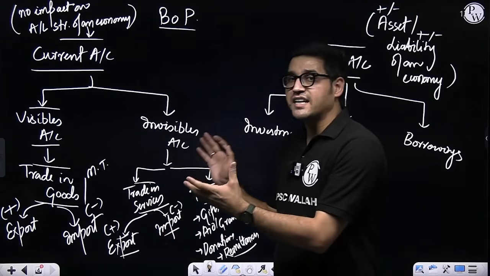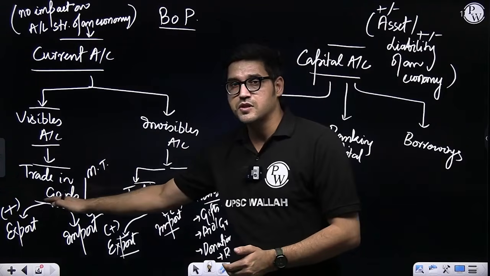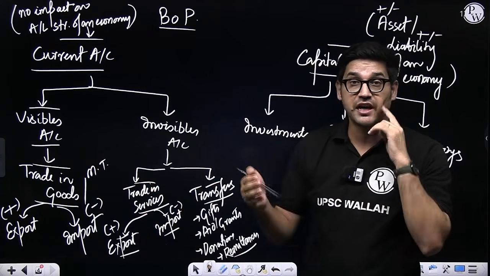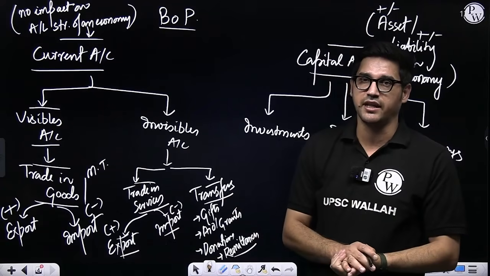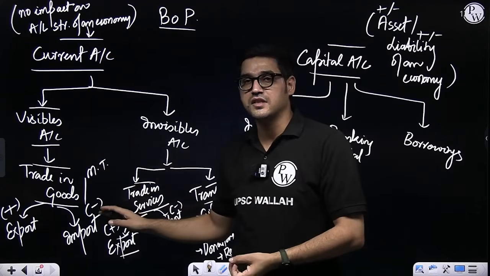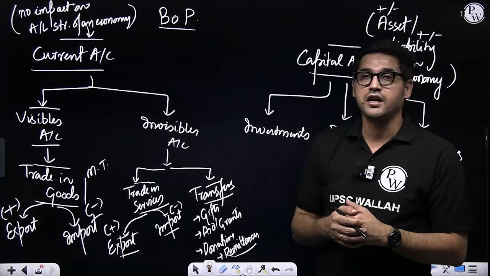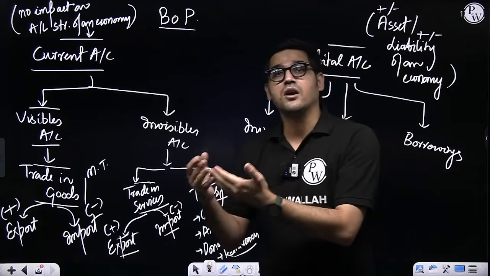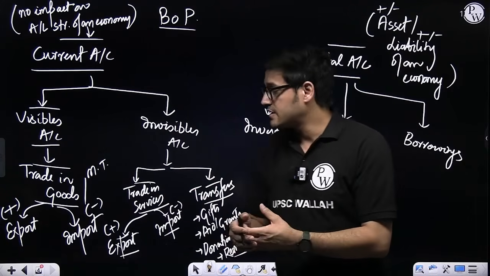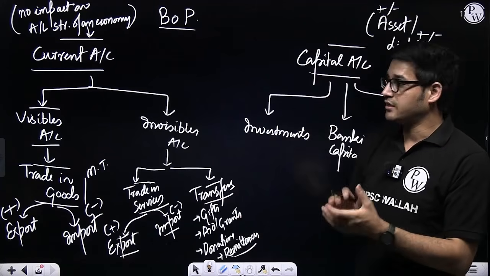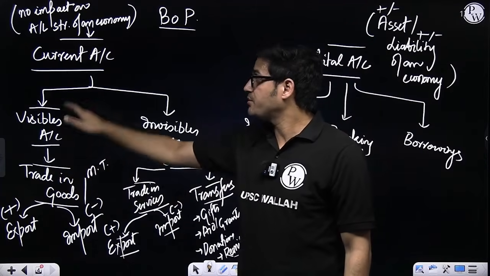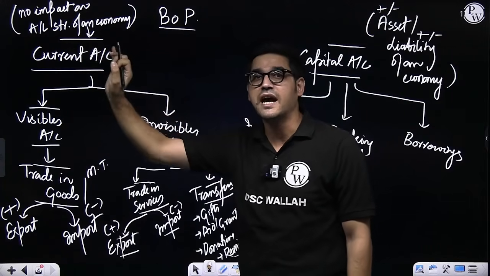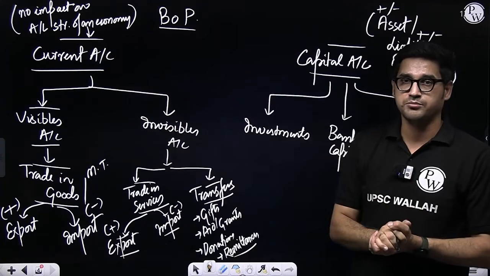Now, when you look at it closely, trade in goods does not create any assets, does not reduce any assets. It does not create any obligation, any liability. It does not reduce any liability either. Similarly, trade in services, any export or any import of services is not increasing your assets. It's not decreasing your assets. It is not increasing your liabilities or decreasing your liabilities. Same is the case with transfers. Therefore, these transactions will be categorized under the current account. Those transactions which have no impact on the asset liability structure of an economy.